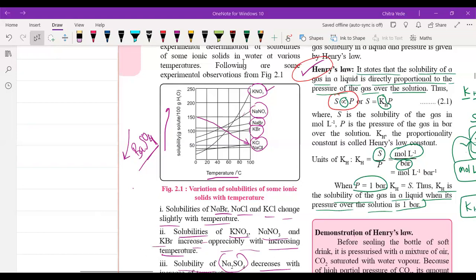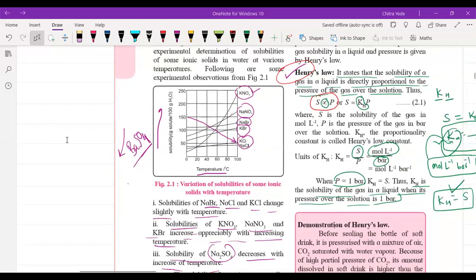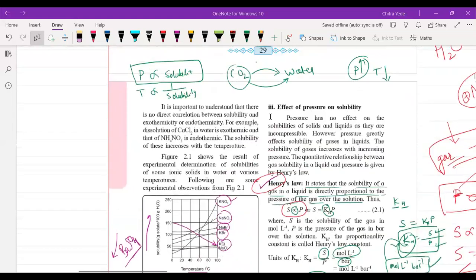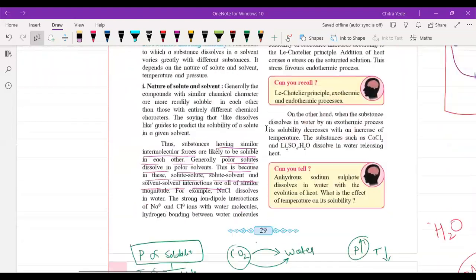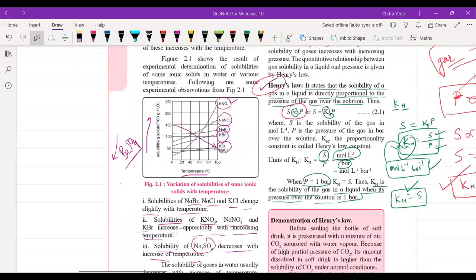Okay, so now we will move further. Colligative properties now. If you are not replying, that means you don't have any doubt, right? So now we will go for colligative properties.